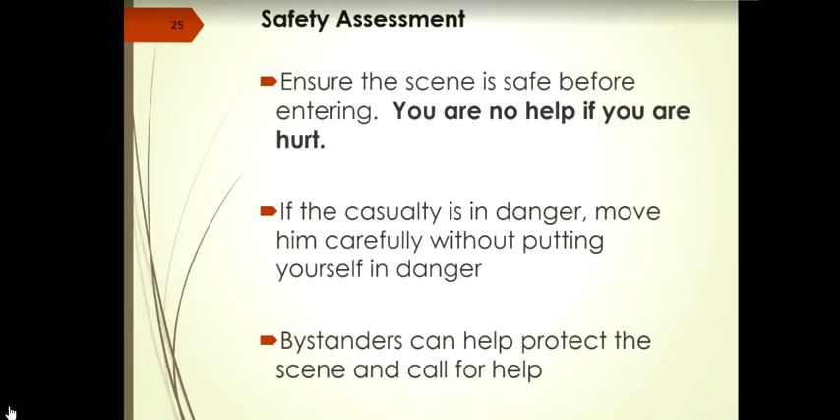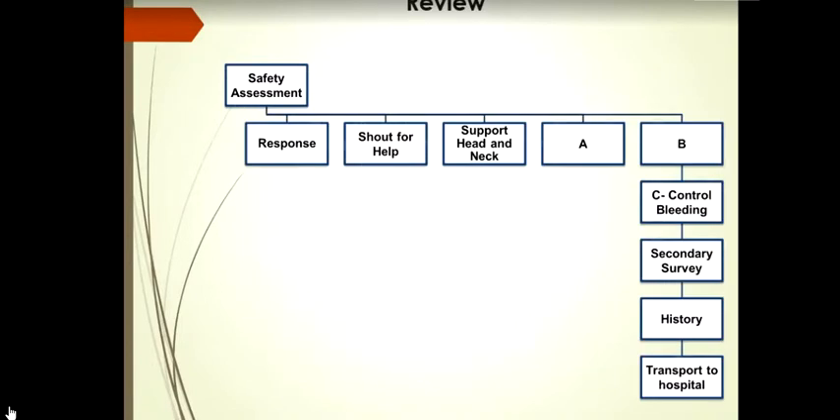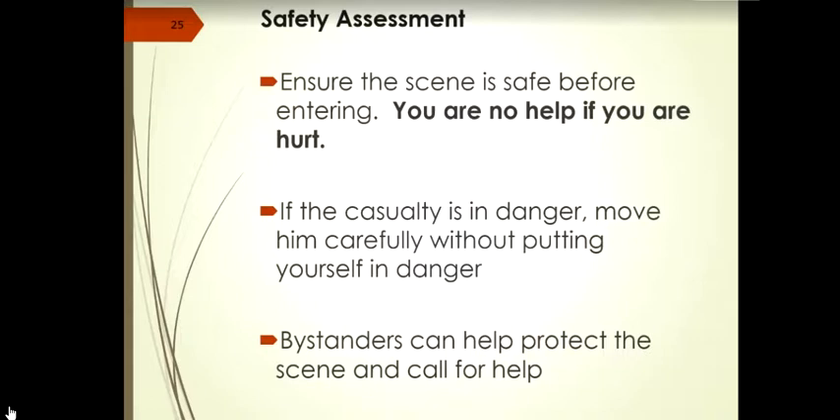So for the next few minutes, before we take a break, I want us to look at what all these stages involve, from safety assessment all the way to transport to the hospital. Safety assessment is ensuring that the scene is safe right before you enter it.